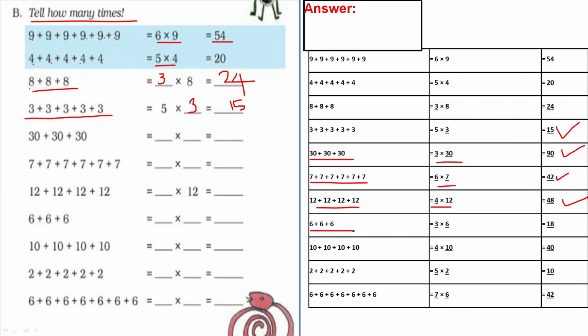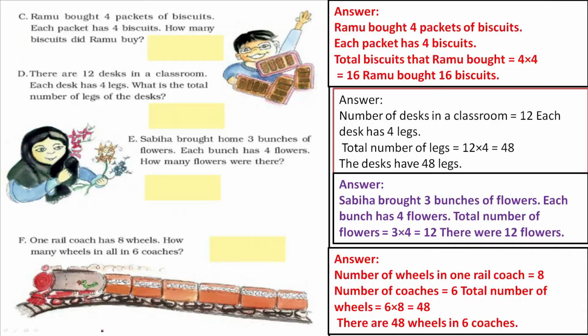6 plus 6 plus 6, 3 times 6. So the answer is 3 6s are 18. 4 times 10, so 40. 2 is 5 times, 5 2s are 10. 6 is 7 times, so 7 multiplied by 6, 42. You can write the answer easily.